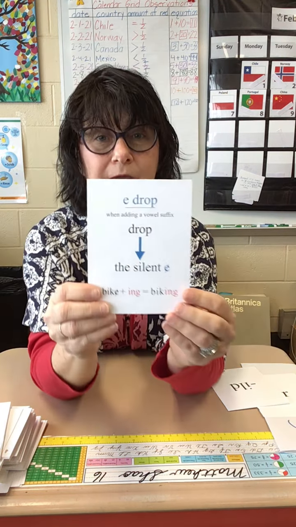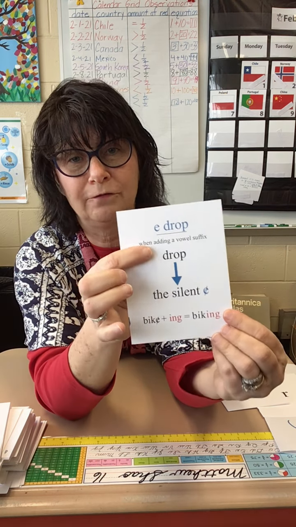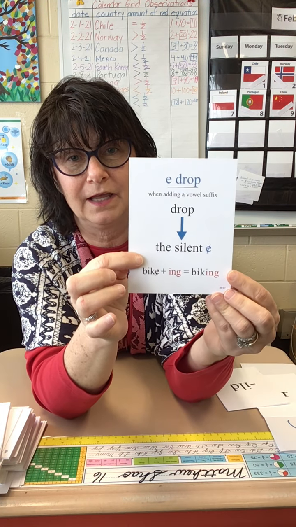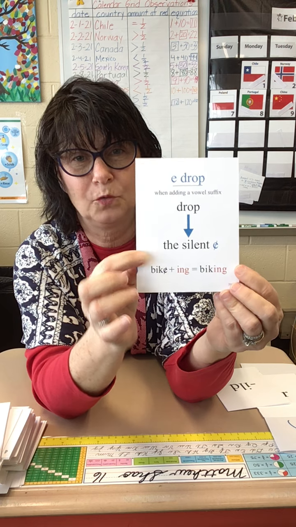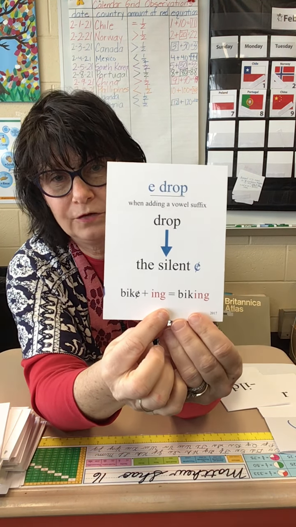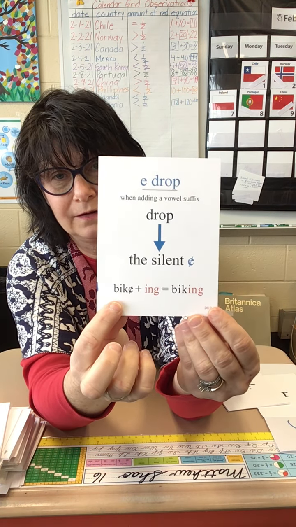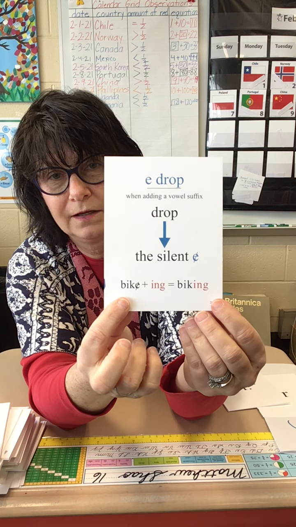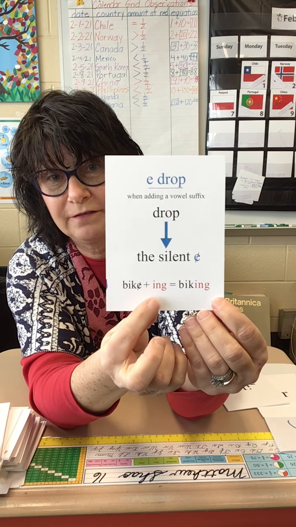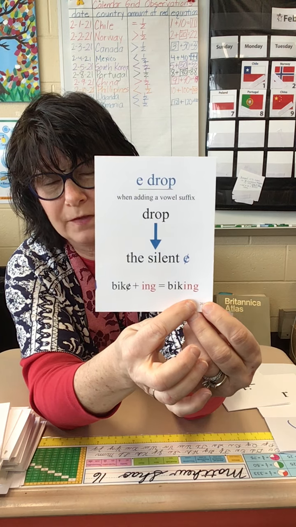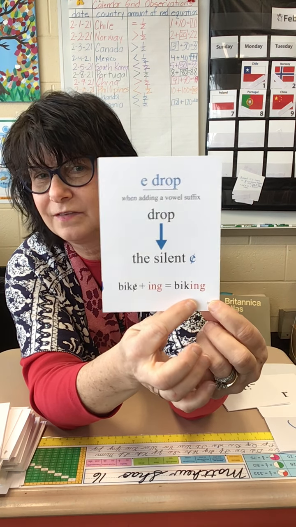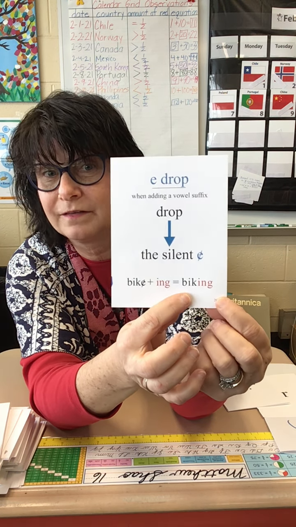And let's talk about the E drop rule. You have to drop the silent E when you're adding a vowel suffix. Can you see that? They took the word bike, B-I-K-E, and when they added ing, which is a vowel suffix, they have to drop the silent E. It looks like it says bicking, but it really does say biking.